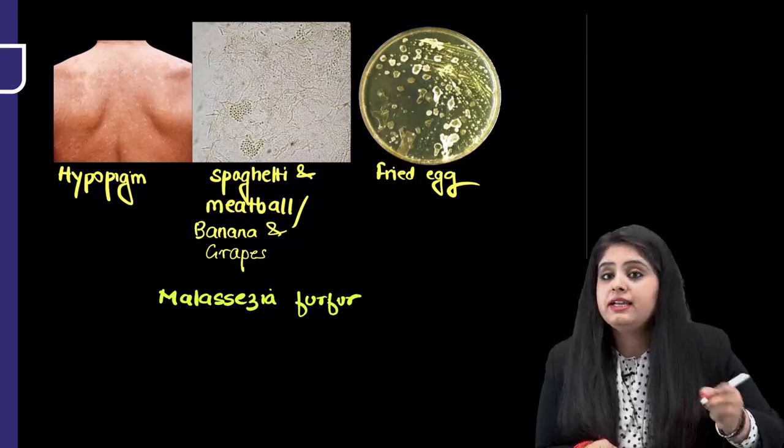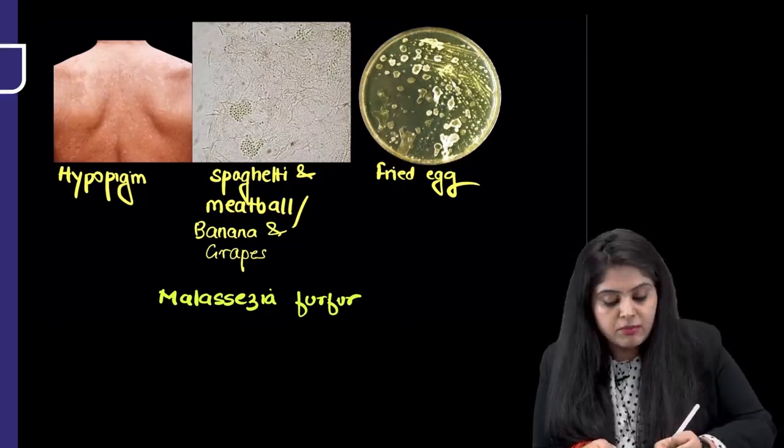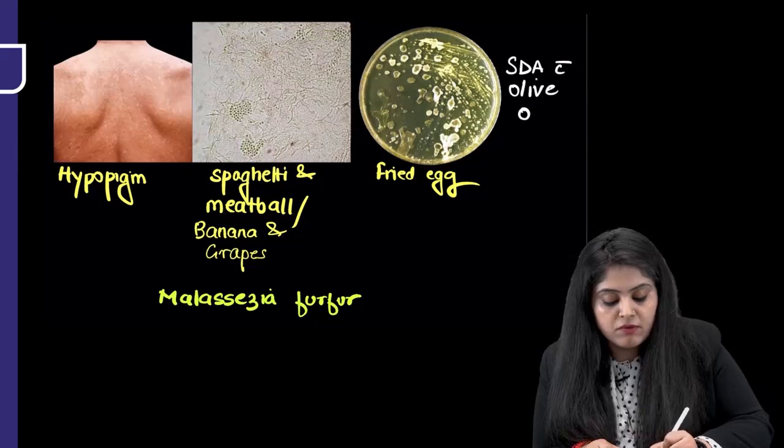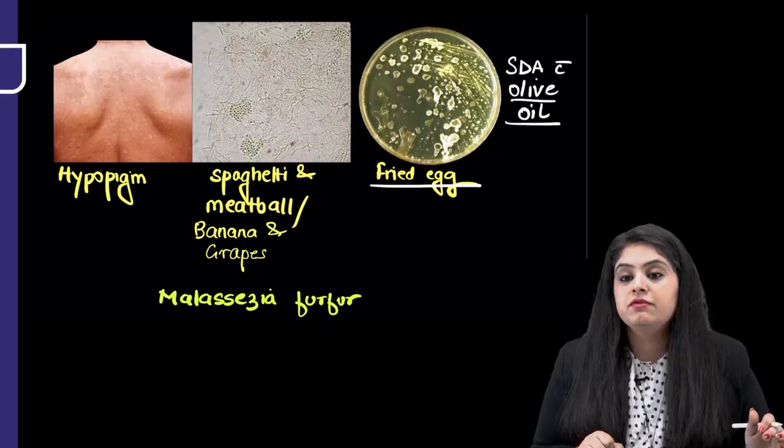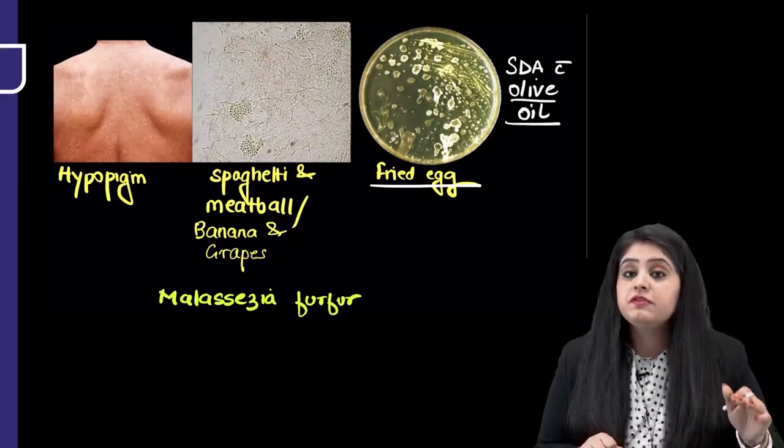If I want to fry the eggs, I need oil, right? So I can't put a regular SDA, I will need a regular SDA with a little bit of olive oil so that I can fry the eggs. That's the entire summary that you have for Malassezia furfur. So this was the first part.